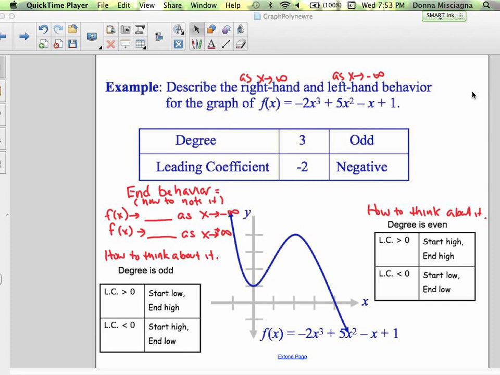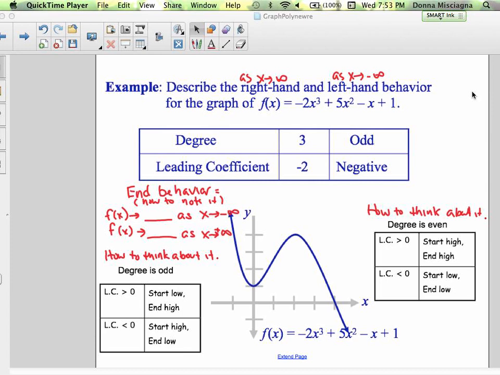So I have how to think about it and how to note it. There are two different things. Make sure you don't note it the way you're supposed to think about it. The think about it just helps you figure it out. The note it is the way you have to write it. We're going to do many more examples, and I have them on the next slide in your notes.